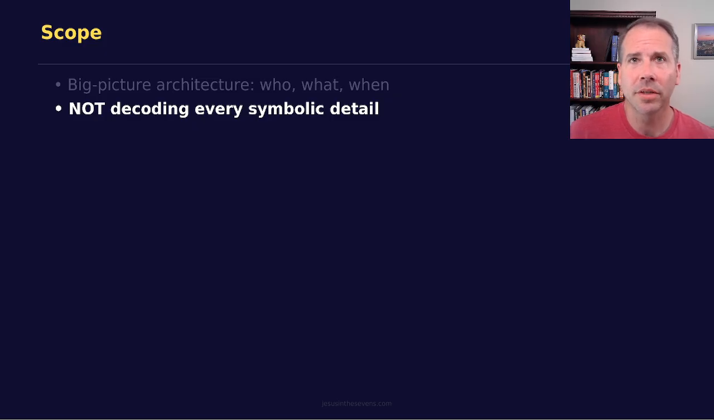We're not going to decode every symbolic detail. Maybe they all have meaning, maybe they don't. Certainly God is a God of details, and so I wouldn't be surprised if everything has meaning. I also will say some of the recurring language around some of the judgments, like lightning and flashes of lightning and sounds of thunder pealing and things like that, are, I think, not literal and not even symbolic of actual events.